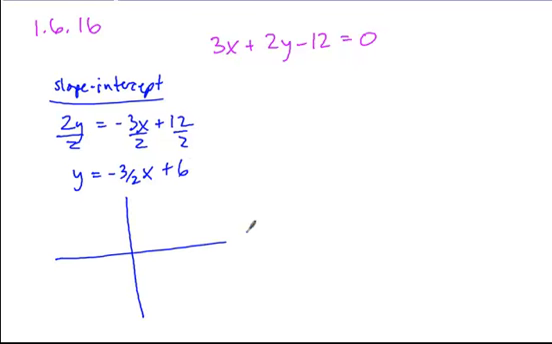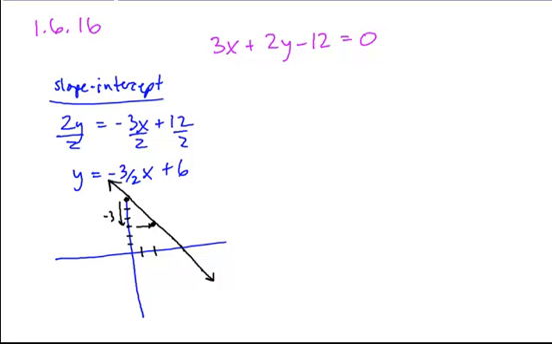And in that particular case, you can sketch your graph by plotting the y-intercept, 1, 2, 3, 4, 5, 6, and then using the rise over run to plot a second point. So the rise is down 3, 1, 2, 3 in the negative direction, and then over 2, 1, 2, and that gives you your points that allow for the sketch of your graph.